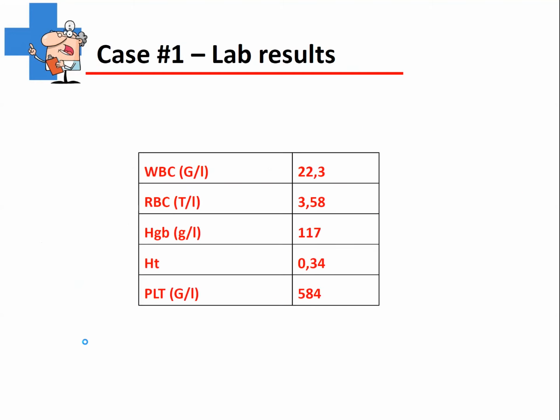Look at the lab values. The white blood cell count is very high. The red blood cell count is low, so it is anemia. The hemoglobin is lower; it should be higher than 120. The hematocrit is lower, and the platelet count is higher.